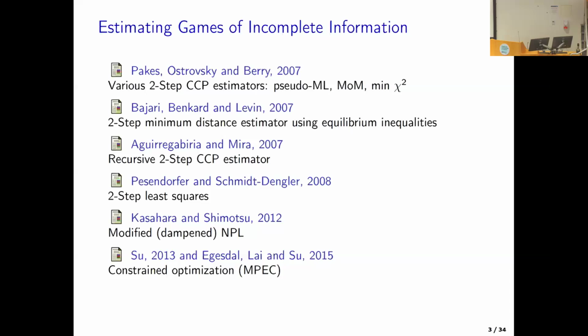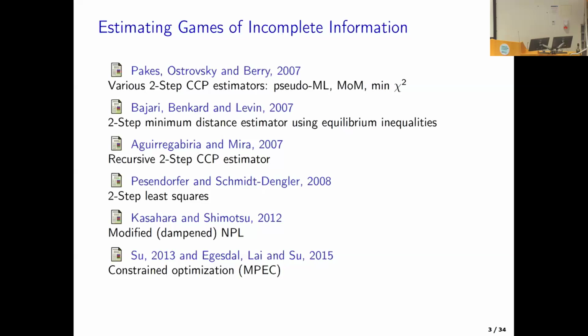There's also these two-step minimum distance estimators based on equilibrium inequalities. I'm not going to talk about that. That's the BBL paper. I'm not going to talk about it because it's not part of the comparison. But it's a nice paper, worth reading.